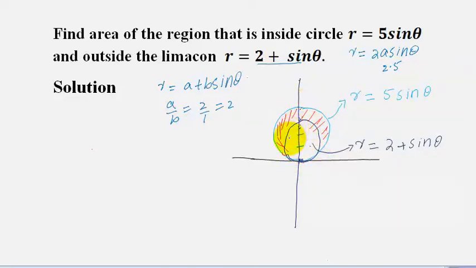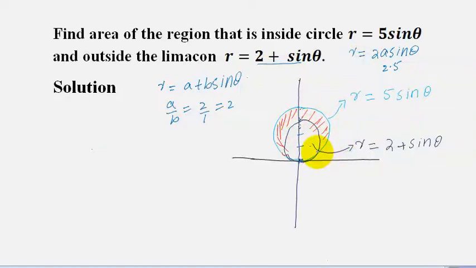So we have to find the area which is inside the circle r equal to 5 sin theta and outside the limacon r equal to 2 plus sine of theta. So we have to find the area of the shaded region as shown in the figure.